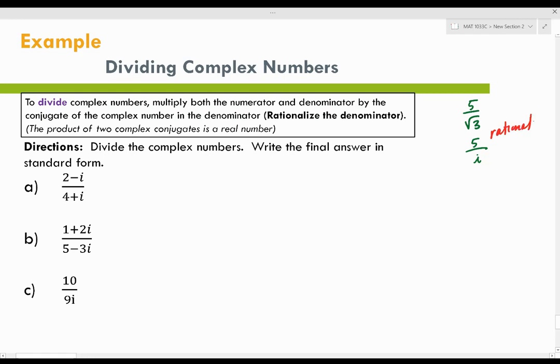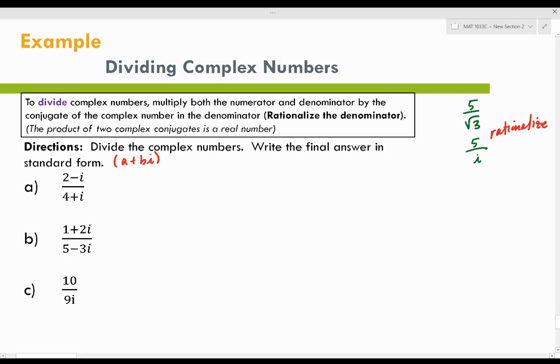So that same concept that we dealt with when we had radicals in the bottom applies here, okay? Our directions say to divide the complex numbers and write your final answer in standard form. Remember, our standard form is a plus bi, so don't forget. All right, let's look at A.